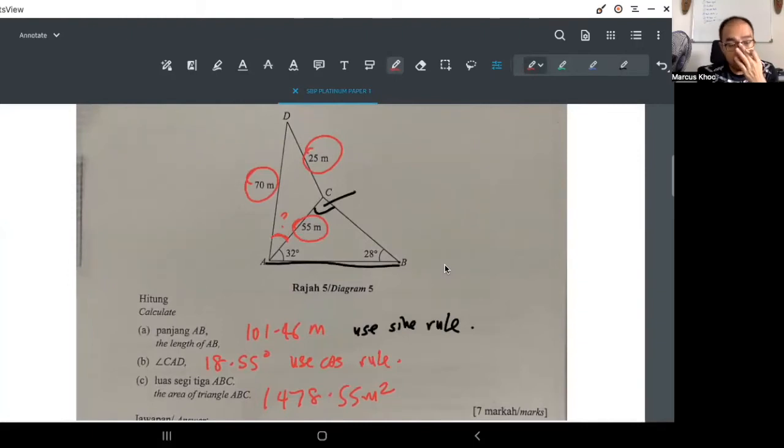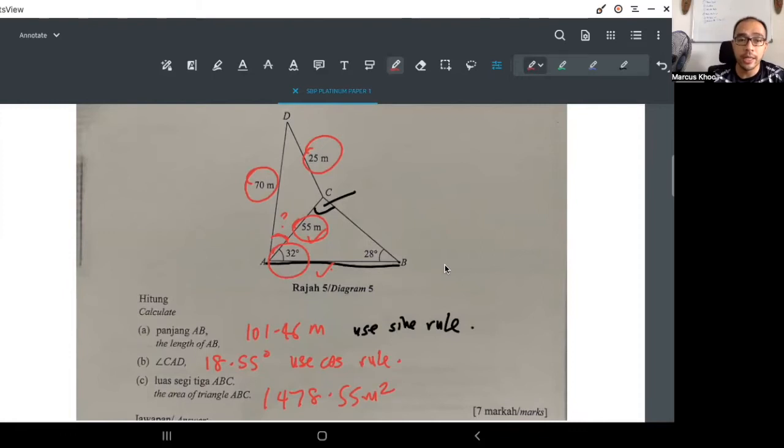Okay, and finally, the area of triangle ABC is also can already lah, half AB sine C. Okay, you can use this side and this side. Okay, you can use the 55, 55 and the angle of 32 to find the area of the triangle ABC. Okay. So it's a very straightforward question.